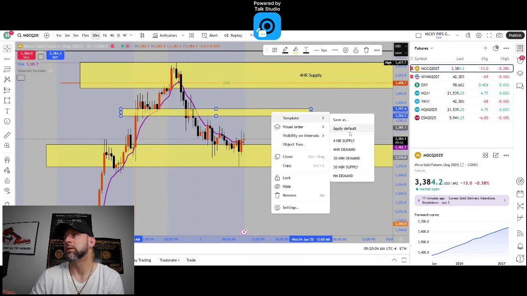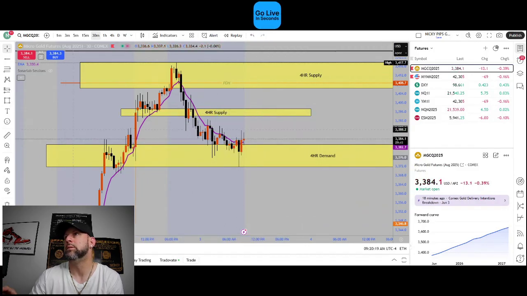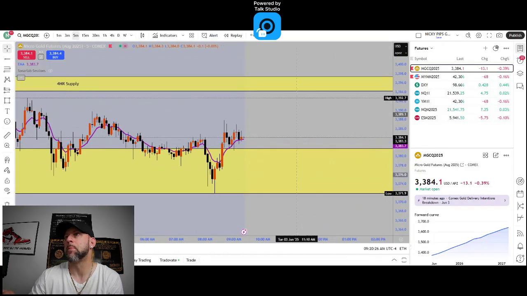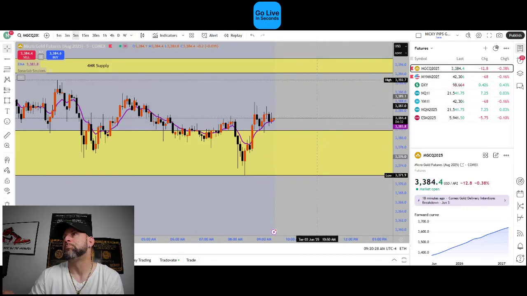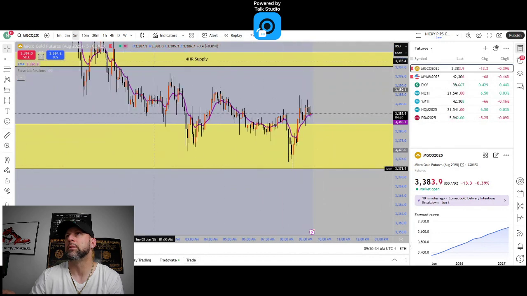So this would technically be a supply zone, really. Even though this is previous support, this is above right now, so it's resistance. So it could either tap back into this. So I'll leave that there. And then of course we can come down to the 5-minute. So 4-hour supply, 4-hour demand.